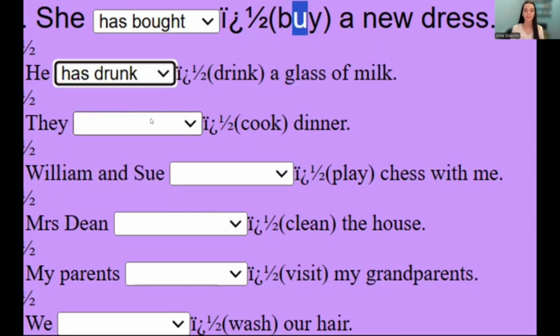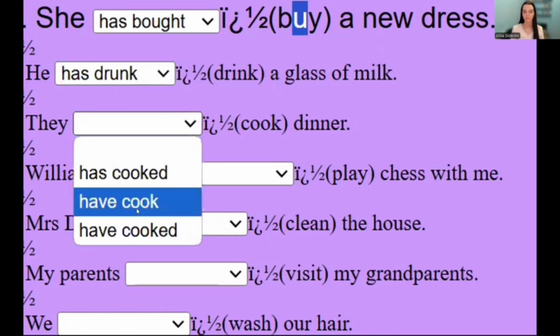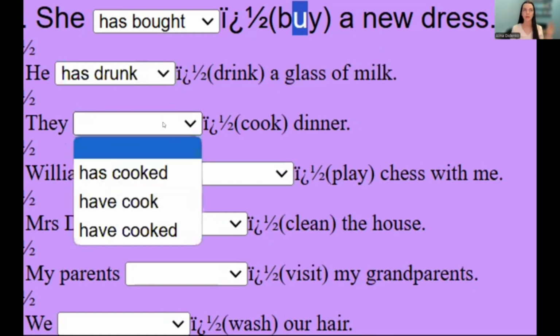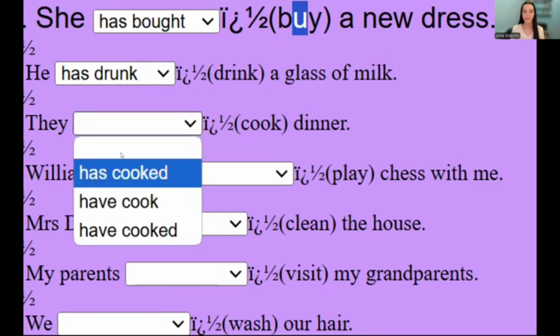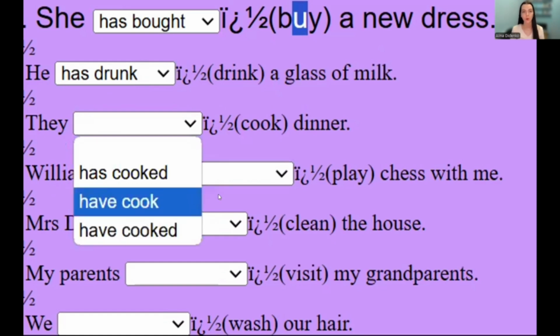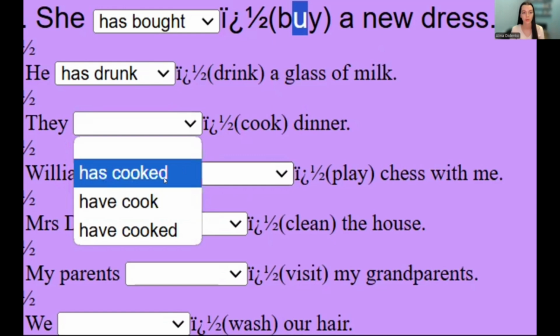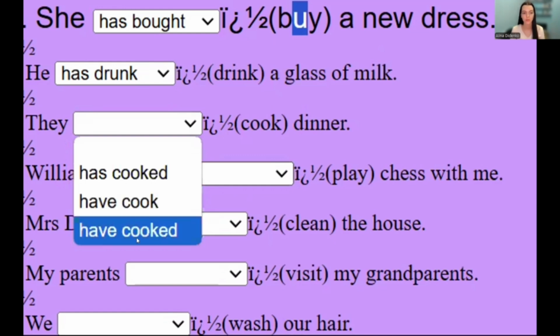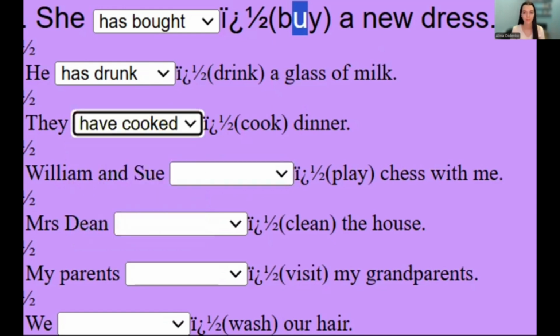Let's do one more. They, dinner. Again, they, you, we, I, we use have. So, has is not appropriate. Have cook or have cooked. Let's recall a bit the formula of present perfect. Have or has plus the verb with ed or the third form of the verb. So cook, we can't use it, so have cooked.